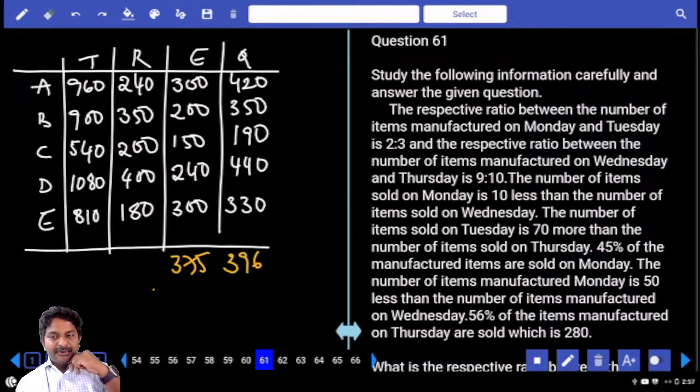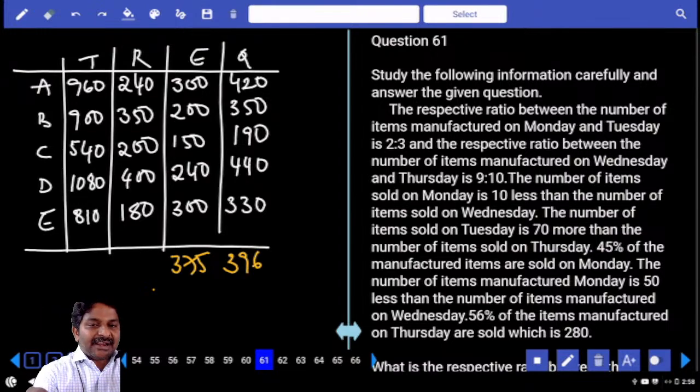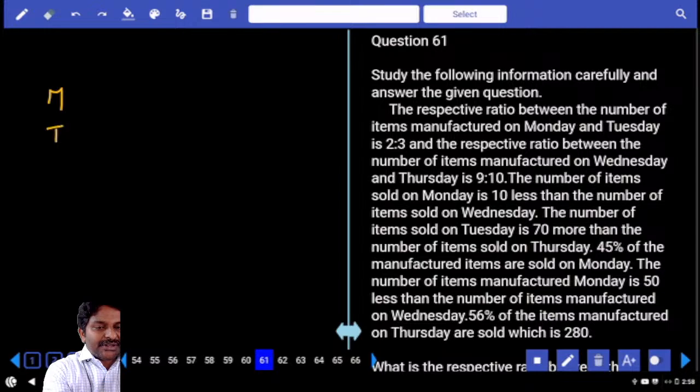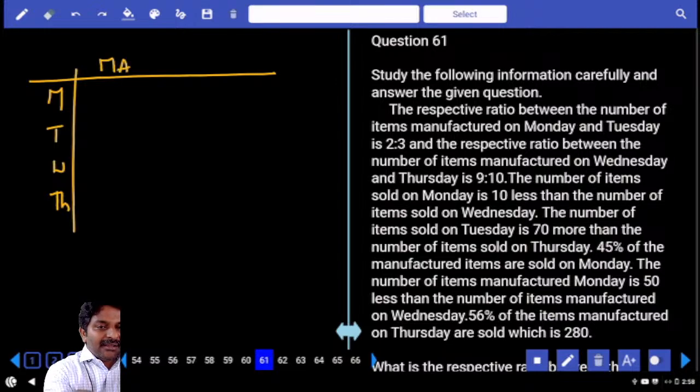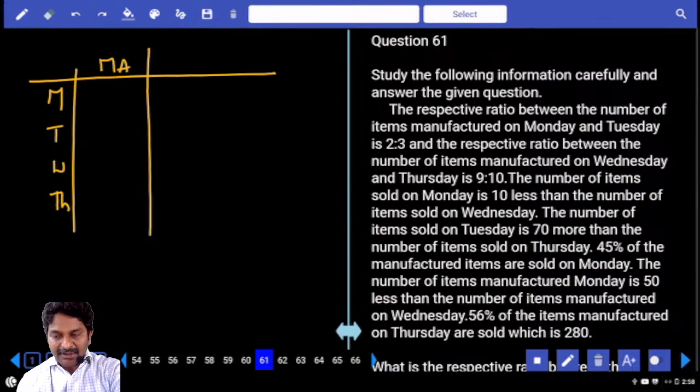The respective ratio between number of items manufactured on Monday, Tuesday is 2:3. The respective ratio between number of items manufactured on Wednesday and Thursday is 9:10. See, these are about Monday, Tuesday, Wednesday, and then Thursday. They are talking about number of items which are manufactured. Only ratio is there, numbers are not there, so let's not write anything.